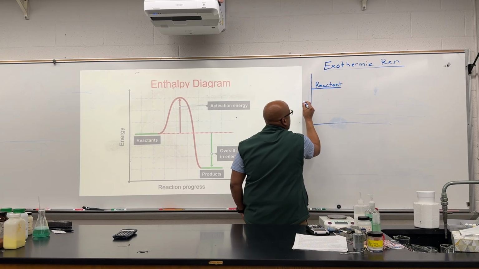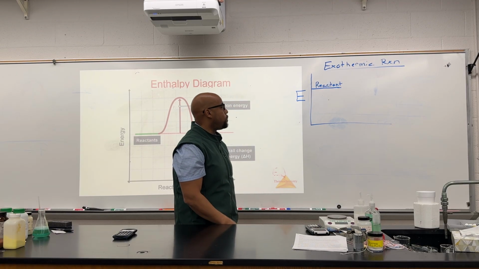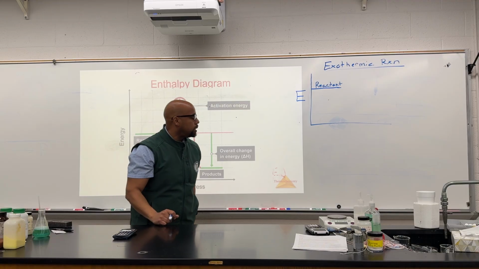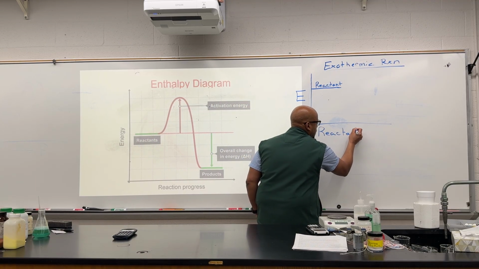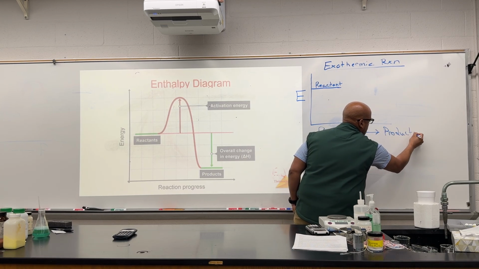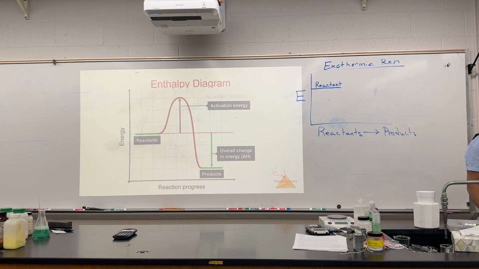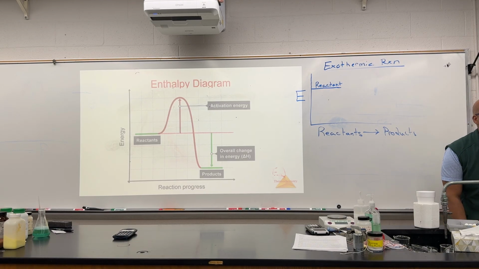And let me point one thing out. Right here, this is my energy. So my reactants have some energy here. And then I would write right down here reactants, arrow, products. And if I think about it, if I have energy being released, will my products end up being higher or will they end up being lower in this case? Lower. They gotta be. Think about it.